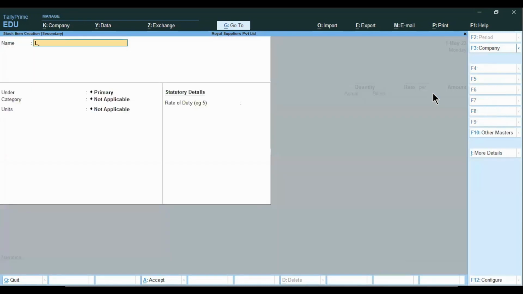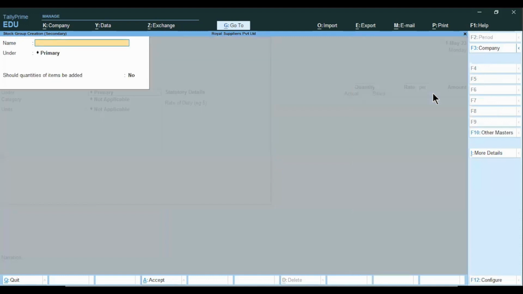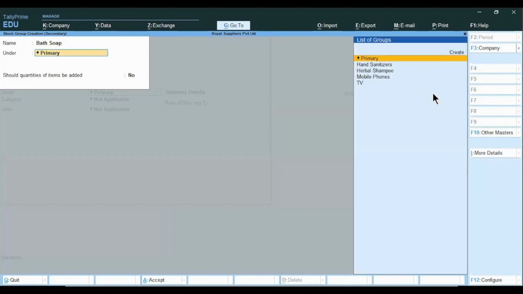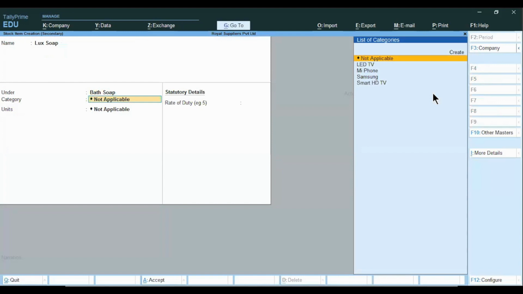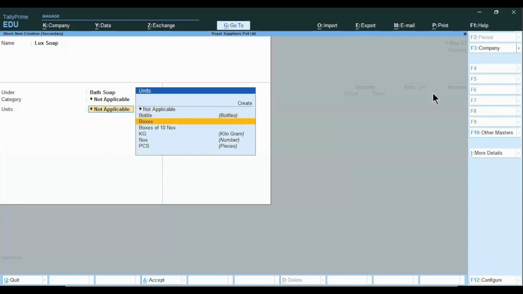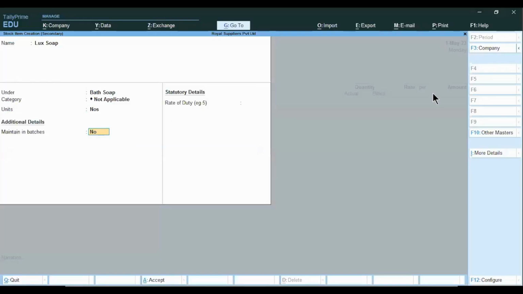So the name of the stock item is Lux soap. Under, we can create one group by pressing Alt C. It is bath soap. Bath soap can be a grouping part. It is a primary group, and yes, quantities should be added. I'm not creating a category at present. We have bath soap as a group, and in that we have Lux soap. Now we can select units. We will count them in numbers. Rest of the things as it is.